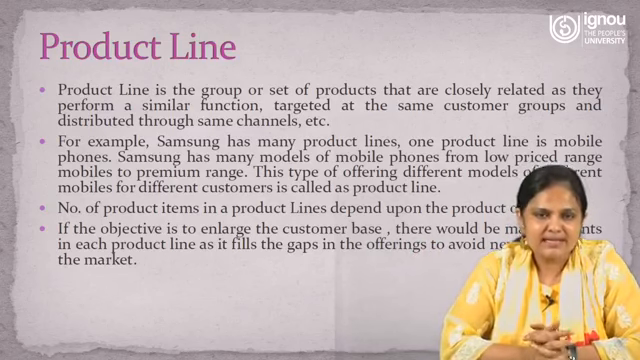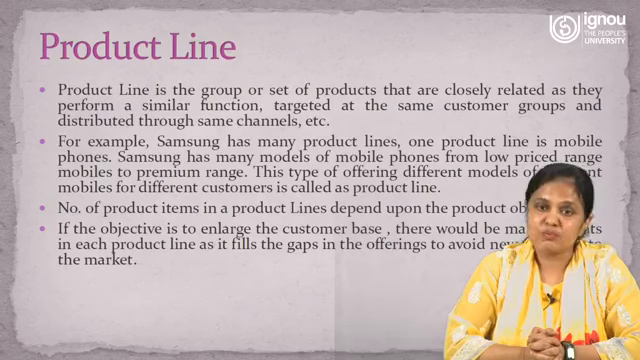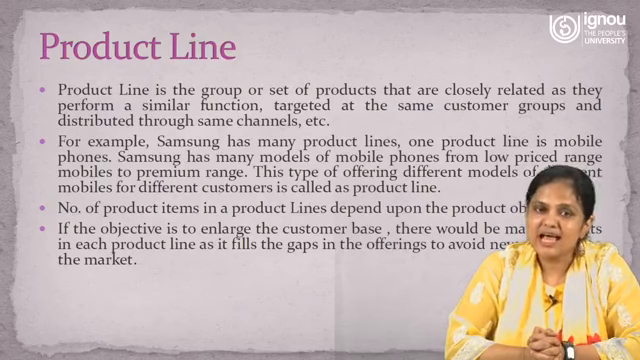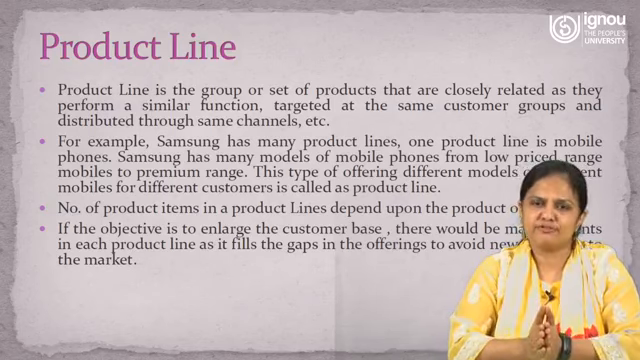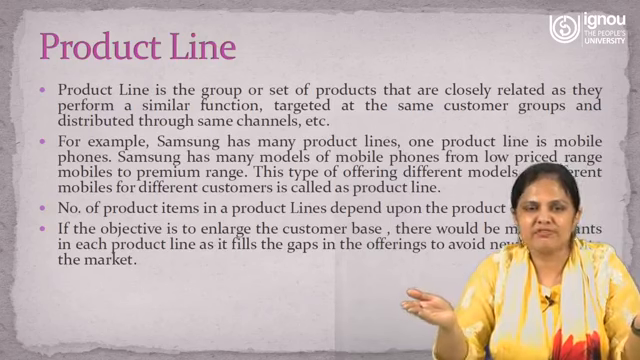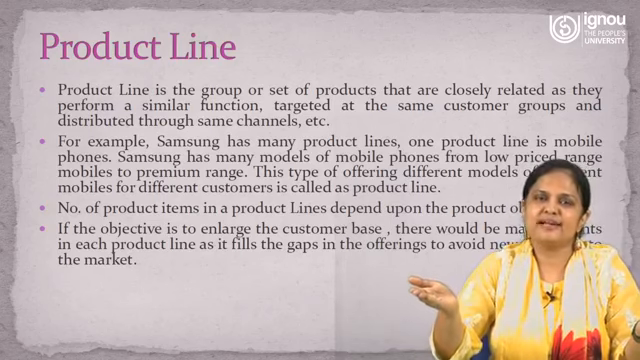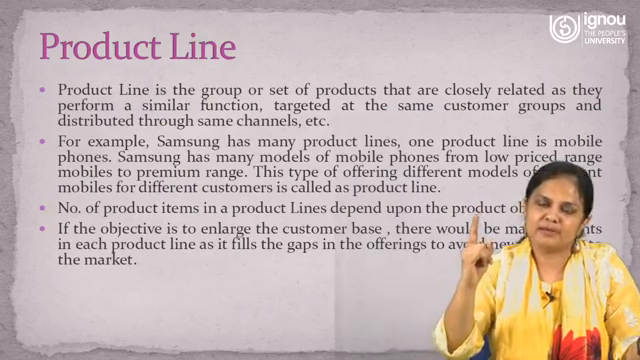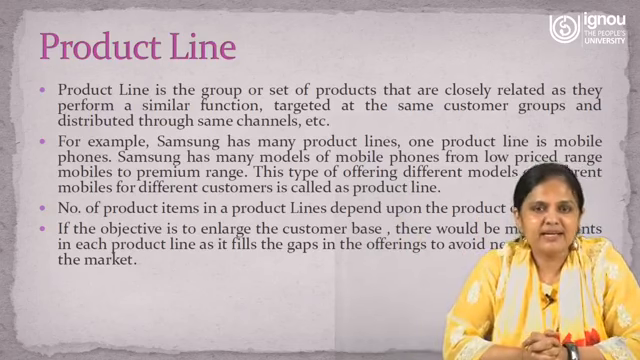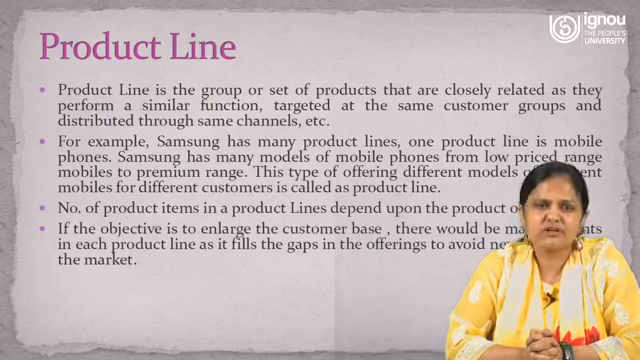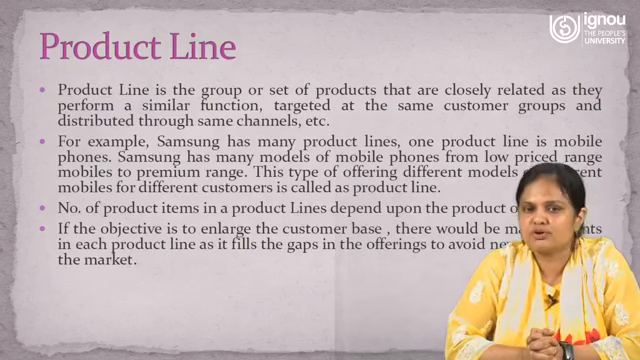For example, Samsung has many product lines, but one product line is mobile phones, and Samsung has many models of mobile phones from low price range to premium range. The whole range that Samsung is offering in mobile is called one product line, or segment. Likewise, Samsung has many product lines. This type of offering different models of mobiles for different customers is called a product line.